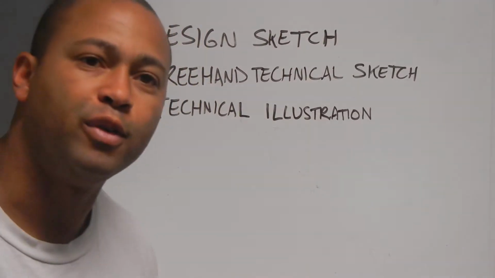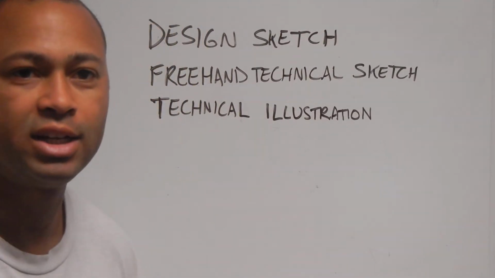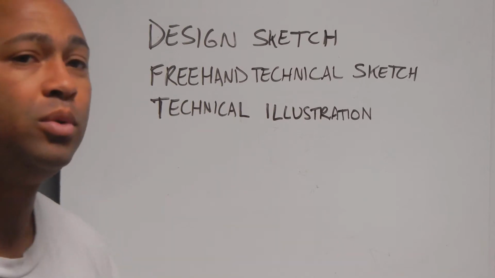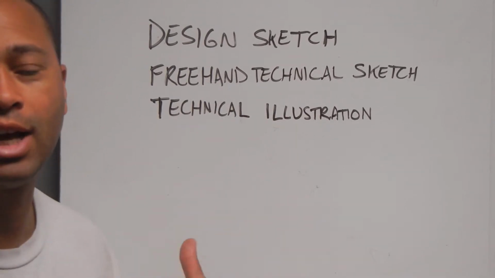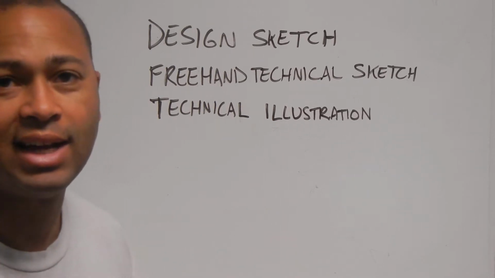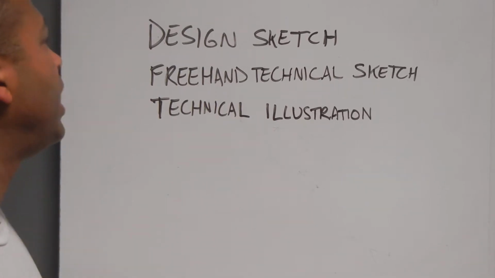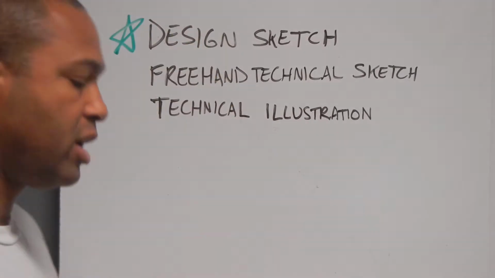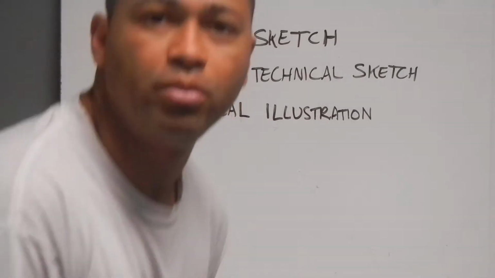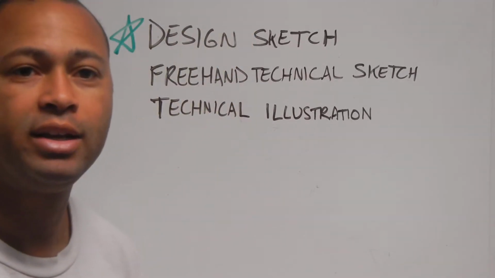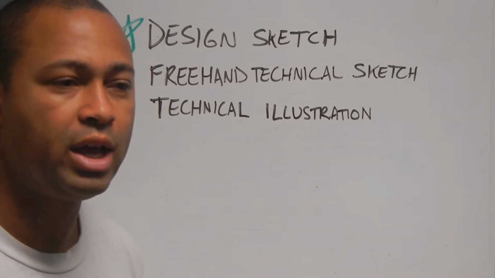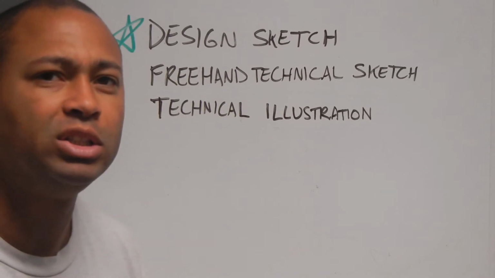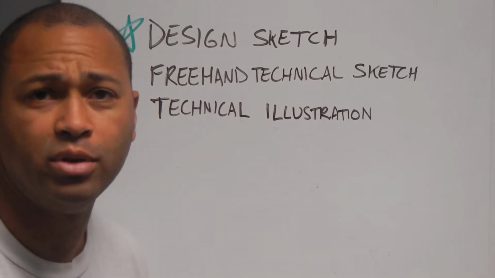Okay, for this video we're going to look at sketching concepts. So a sketch basically is quickly getting an idea on paper, and you have three different types of ways you can portray that. Design sketch is probably the best one when you're trying to introduce a new product or describe a new product. A freehand technical sketch is basically when you're using tools to create your drawing, and a technical illustration is realistically you're doing it on a computer.